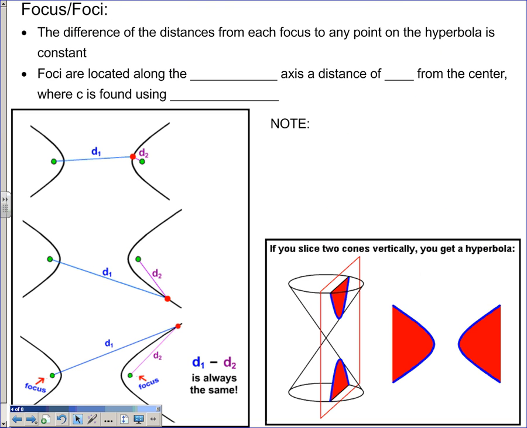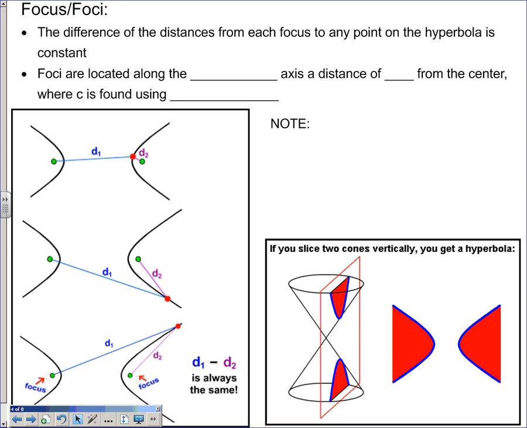Okay, we're going to come back to the picture and label something in 1 second, but on the next slide, we have some definitions related to the focus. So the difference of the distances from each of these focus points to any point on the hyperbola is constant. In ellipses, it was the sum. So if I had d1 plus d2, that would be constant. Here we're subtracting the distances.